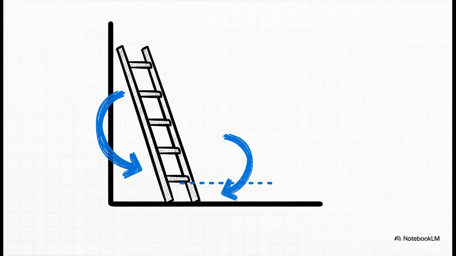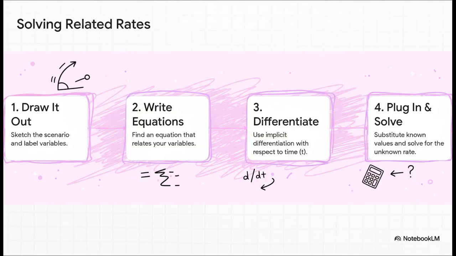The speed of that vertical drop is directly connected to the speed of the horizontal slide, and calculus gives us the power to find the exact mathematical relationship between those two changing rates. Now, I know these problems can seem intimidating, but there's a really reliable 4-step process.